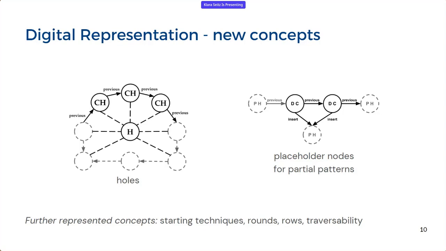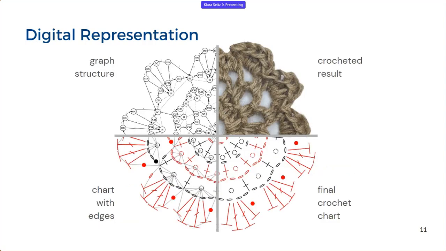So if you want to add a stitch that requires an insert edge, it also requires a placeholder node where it would later insert into. So if you want to include this in an existing graph, you would know which nodes had to be replaced or where this has to be filled up. We also represented further concepts, but you can maybe look it up in the paper because of time, or ask questions later.